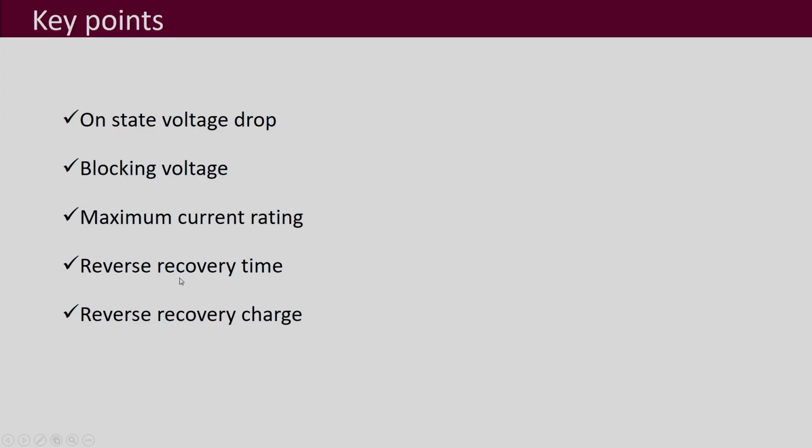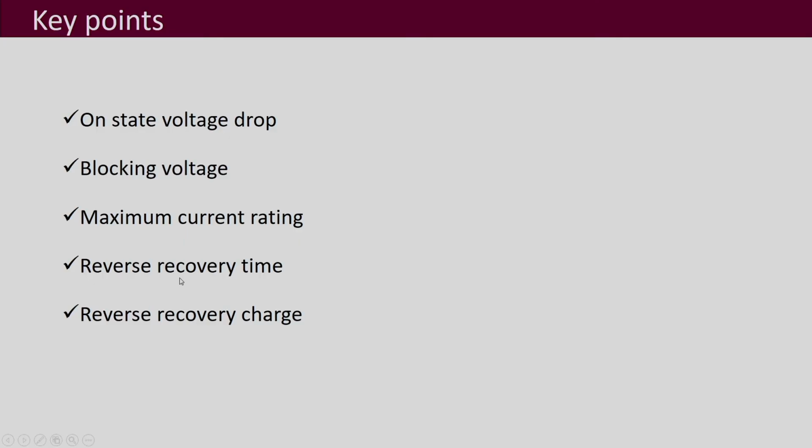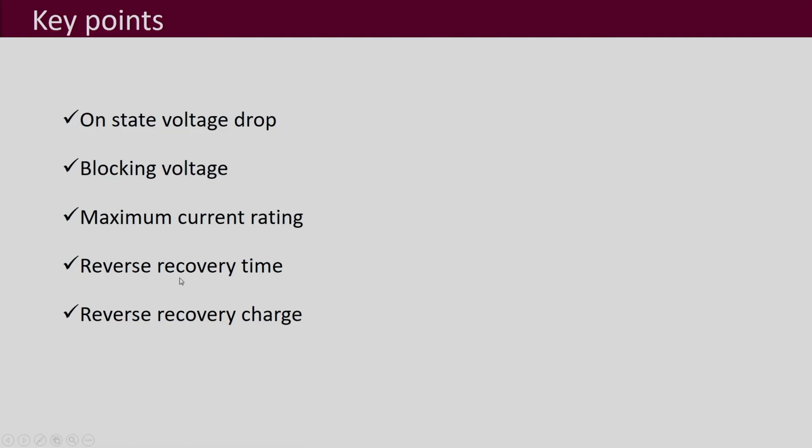So, what are the key points of this lecture? The key specifications for a diode are your forward voltage drop, the on state voltage drop of the device, then the blocking voltage of the diode and the maximum current rating. Now, usually the data sheets provide this close to 25 degrees C and also at higher temperatures. So, you should look for that also while seeing the maximum current rating.